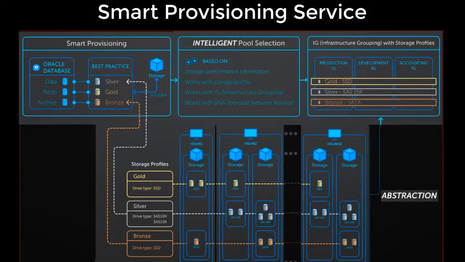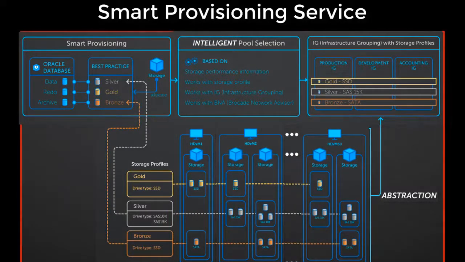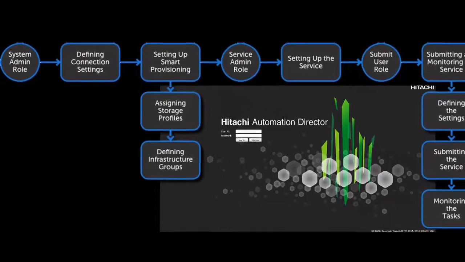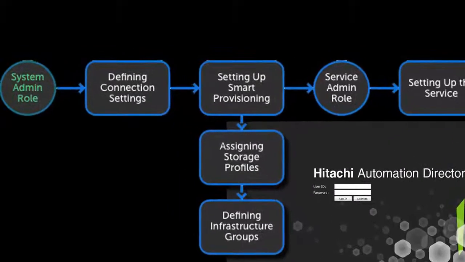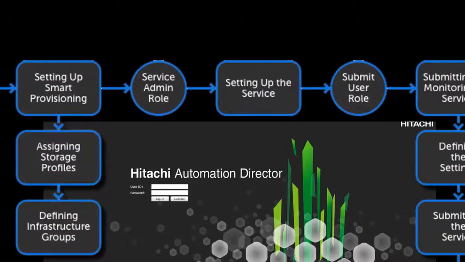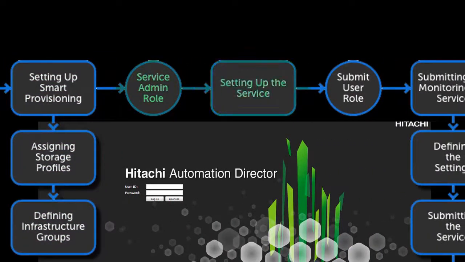to an infrastructure group based on available storage characteristics and the requirements of a particular service. Automation Director provides a collection of service templates that help set up and customize smart provisioning services. After the system administrator specifies the necessary connection settings and assigns storage resources using Automation Director's smart provisioning capabilities, a service administrator prepares the services and then releases it for submit users.